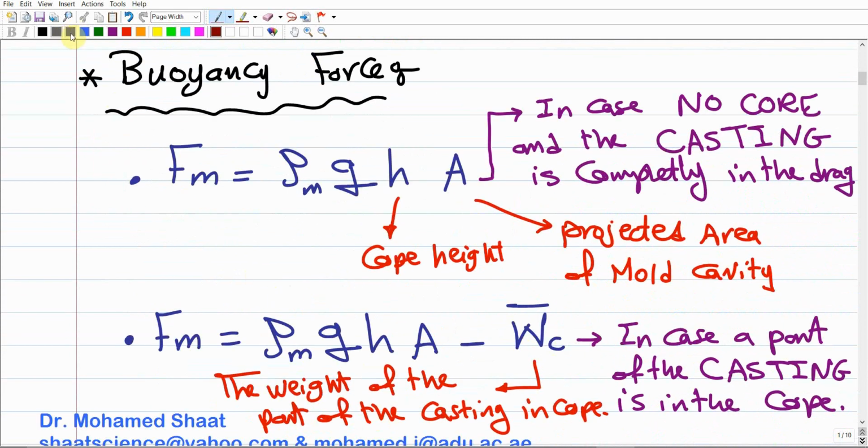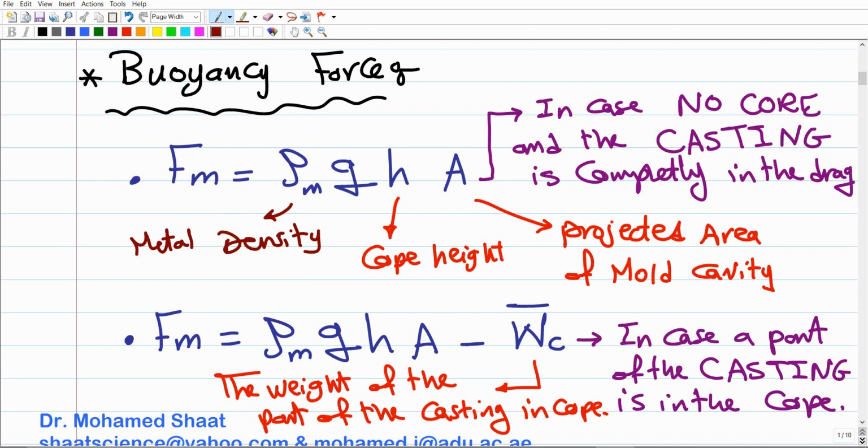Then we also discuss the buoyancy force. The buoyancy force is the pushing that comes from the molten metal acting on the cope at the parting surface. So the buoyancy force, we express this as rho times g times h times A, where rho stands for the density of the molten metal, which is going to be given, as we mentioned, like 7.8 gram per centimeter cubed for the case of steel, for example.